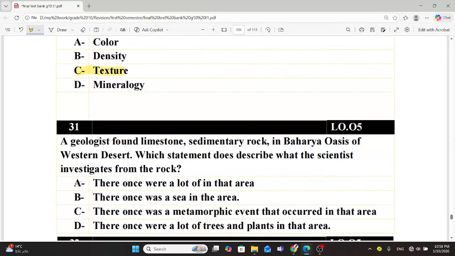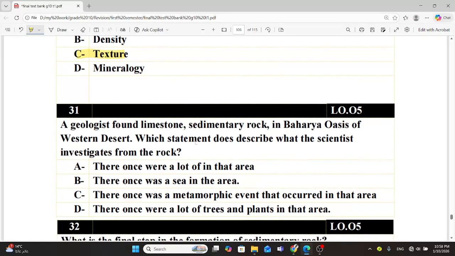The geologists who found limestone sedimentary rock in Bahira Oasis of Western Desert, which statement does describe what scientists investigate from the rock type. There once were a lot of ... in that area, while there once was sea in this area. Keep there once was sea in this area.